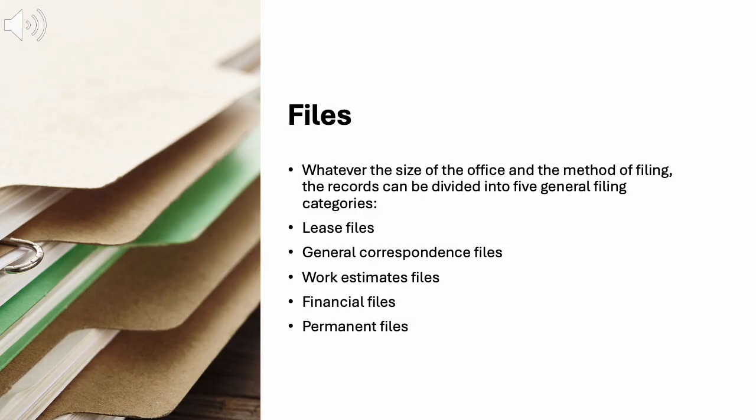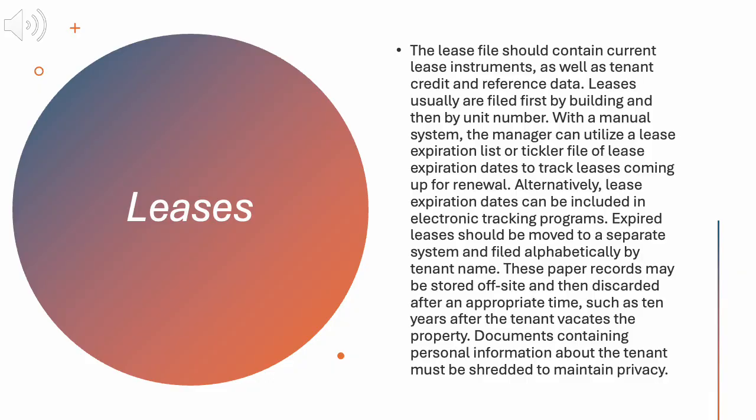Files. Whatever the size of the office and the method of filing, the records can be divided into 5 general filing categories: lease files, general correspondence files, work estimates files, financial files, and permanent files.